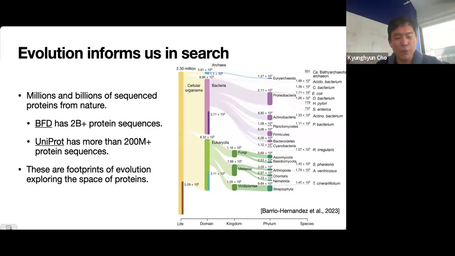And then we have sequenced millions and billions of proteins from nature, creating these gigantic databases of protein sequences. For instance, BFD has more than 2 billion protein sequences. UniProt has more than 200 million protein sequences. And these are footprints of evolution exploring the space of proteins. And what that means is that perhaps we can rely on what evolution has done in order to narrow down the search space to the vicinity of evolution's footprints.